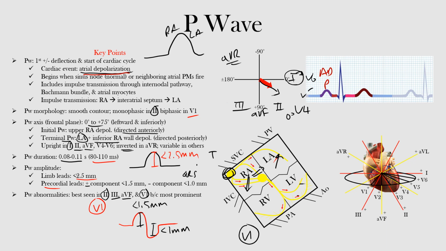And because of that, we'll learn when we get into atrial abnormalities, if we see a problem with the right atrium, it will increase in amplitude, and if we see a problem with the left atrium, it will increase in duration, okay? So hopefully that makes sense.